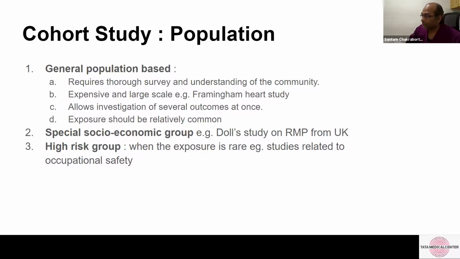What is very important to understand is that the exposures being studied should be relatively common, because your cohort is defined with respect to the exposure, which may be things like your treatment, the level of a biomarker, personal habits, your gender and so on. Cohort studies can be done in special socioeconomic groups, for example, Doll's study on the incidence of lung cancer in registered medical physicians, and in high risk groups when the exposure is rare, for example, in studies related to occupational safety.